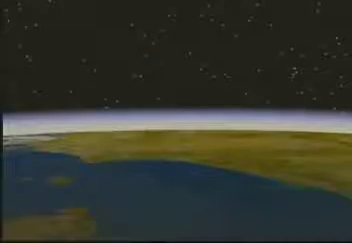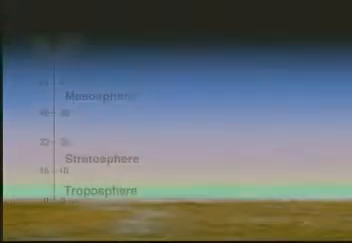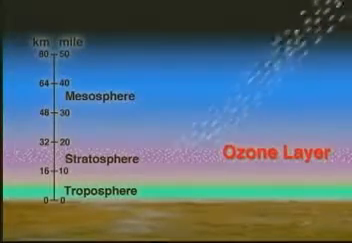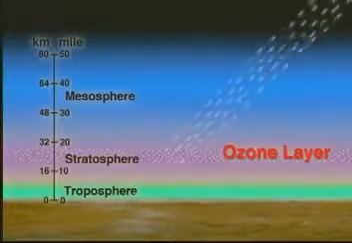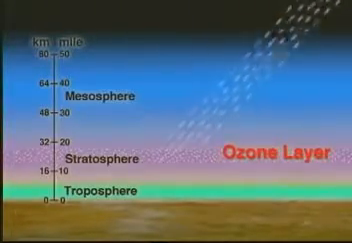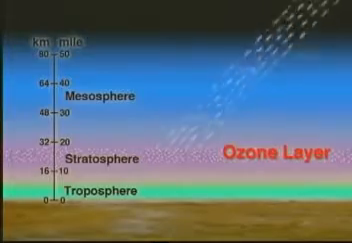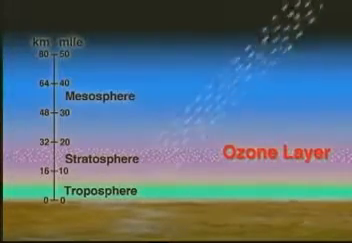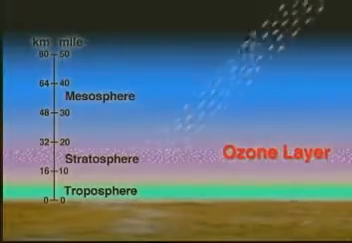Ozone is present throughout the atmosphere, but the greatest concentration is found about 15 miles above us in the stratosphere. Even here, there are fewer than 15 ozone molecules per million molecules of air. Although minute in quantity, ozone absorbs nearly all of the biologically damaging UV radiation from the sun.